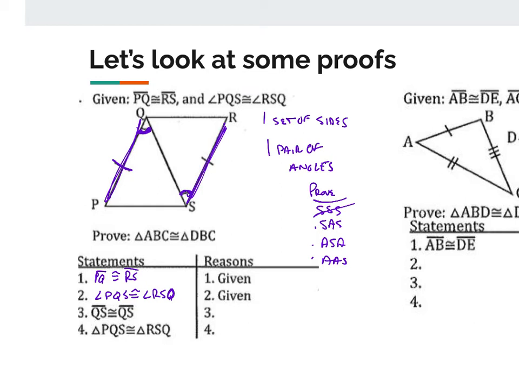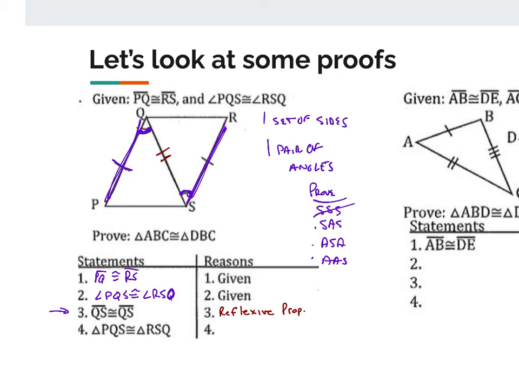Okay, so let's look. They give us the next statement. QS is congruent to QS. Well, that's exactly the same. And if I look, QS is part of both triangles. So remember, when you're part of both triangles, you use what's called the reflexive property. That's all I need to say. The reflexive property says you're part of both triangles, and you're equal to yourself.